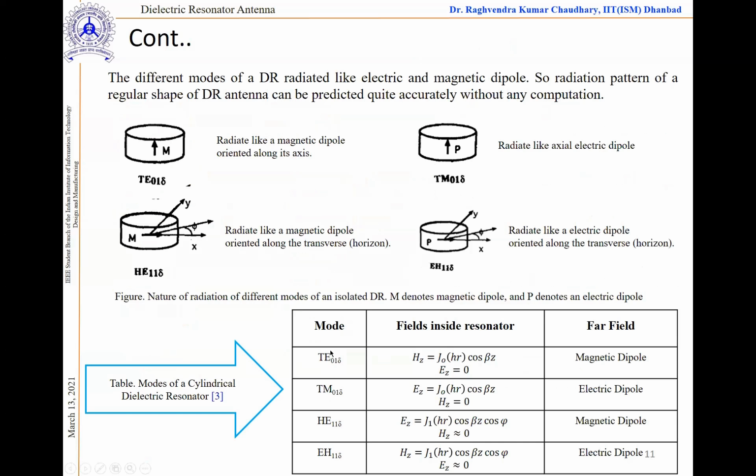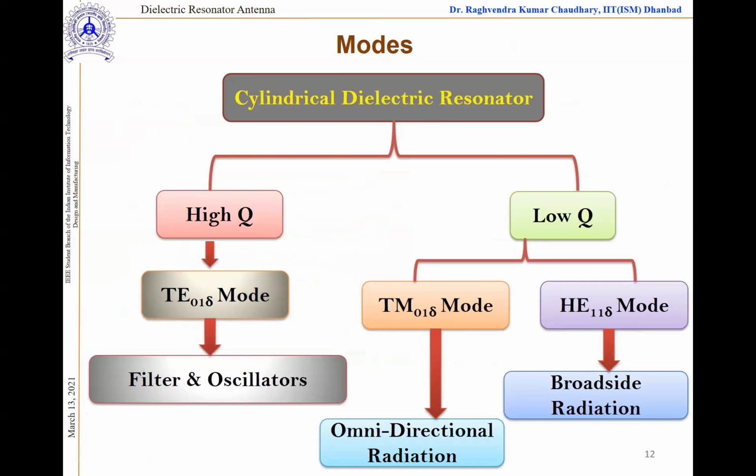So here you can see for the TE01δ, the Hz component is there, and here the Ez component is there. Based on that, this prediction was made. Now let us classify the modes here, because the point of interest is how to make the DRA correct, not a filter or oscillator. So we should be aware of what modes will be helpful for us to design the antennas.